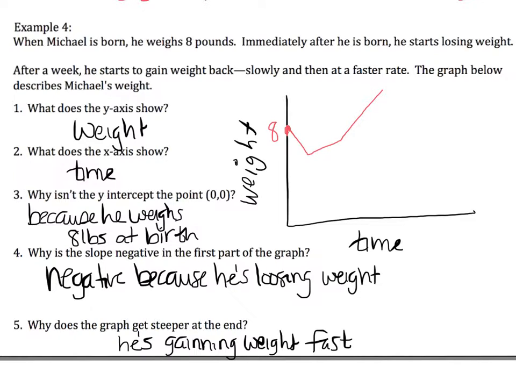Here's that picture. Michael is a baby who is born, and he begins losing weight immediately after he's born, which is quite common, so don't worry about Michael. And then he starts to slowly gain weight, and then he gets really hungry, and he's gaining a lot of weight quickly. Let's try a couple more.